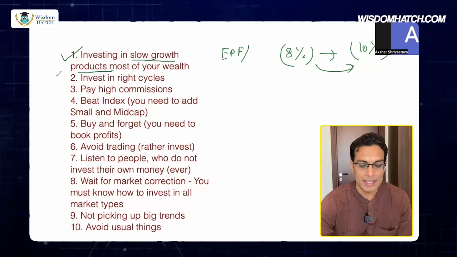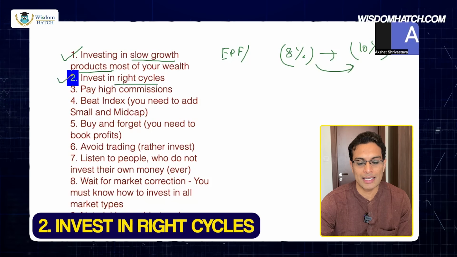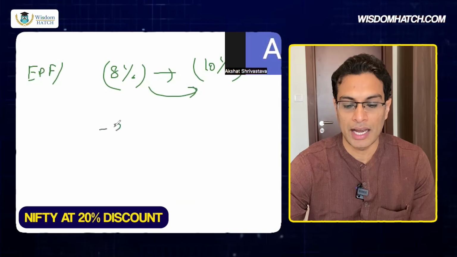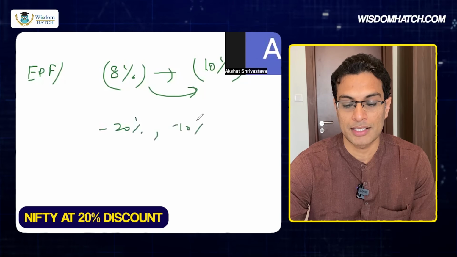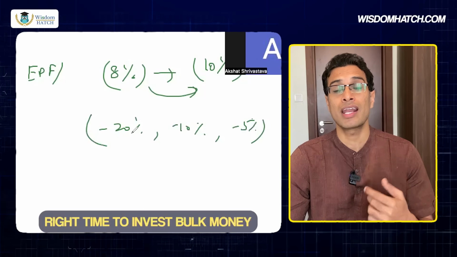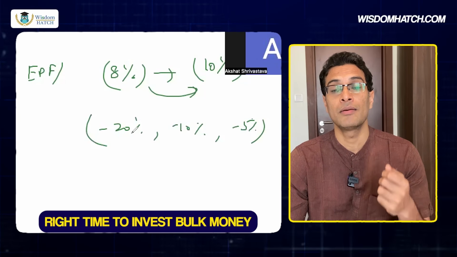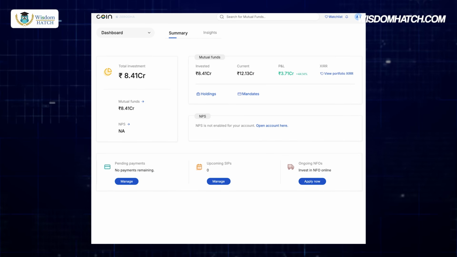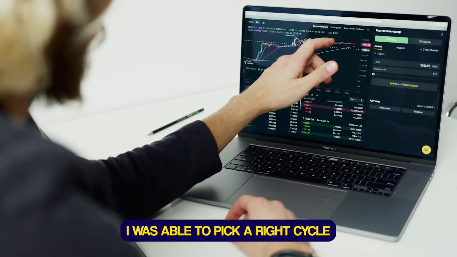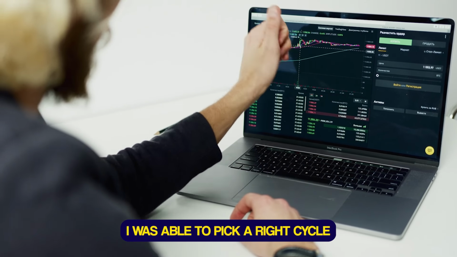So this is one. Second key point, you need to invest in the right cycles. See, there are always phases when you will get Nifty at 20% discount, 10% discount, 5% discount. There is massive panic in the market. Those are the right cycles to invest bulk money. Again, going back and taking you to my mutual fund portfolio, this portfolio is doing very well. This is beating 99% of the fund managers simply because I picked the right cycle to invest the bulk of the money.